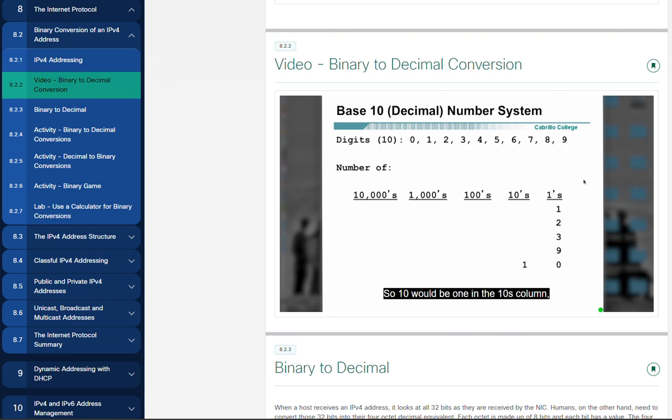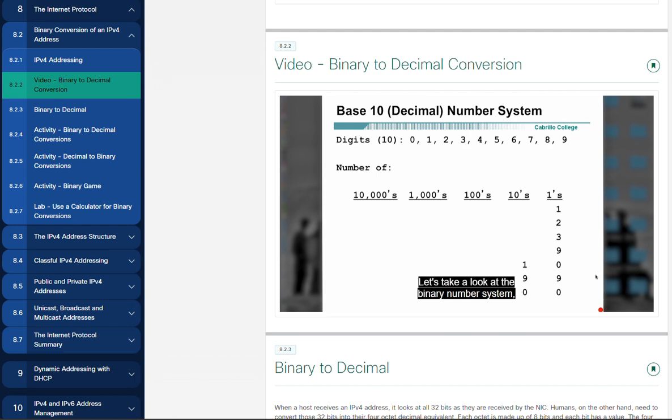So 10 would be 1 in the tens column and 0 in the ones column. That gives us our 10. So the 1 in the tens column means the number of tens, as opposed to the 1 in the ones column, which is the number of ones. 99 would be 9 tens and 9 ones. 100 would be 1 hundred, 0 tens, and 0 ones. Now this may seem really basic, but understanding base 10, the decimal number system, you can understand any number system.